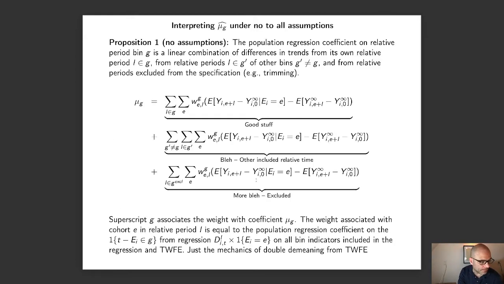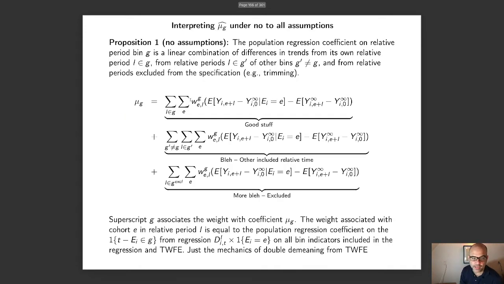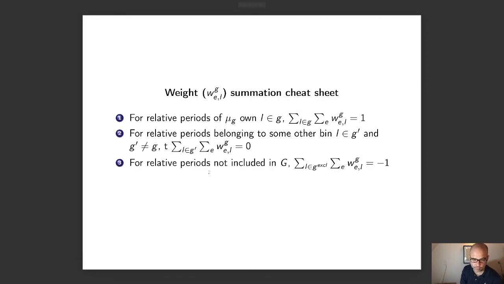Okay. So this was my cheat sheet I had to make. For relative periods of mu g, you've got these weights here. See these weights? Weight, weight, weight. There are three kinds of weights. Okay. So for relative periods of mu g's own weights, the weights sum to 1.